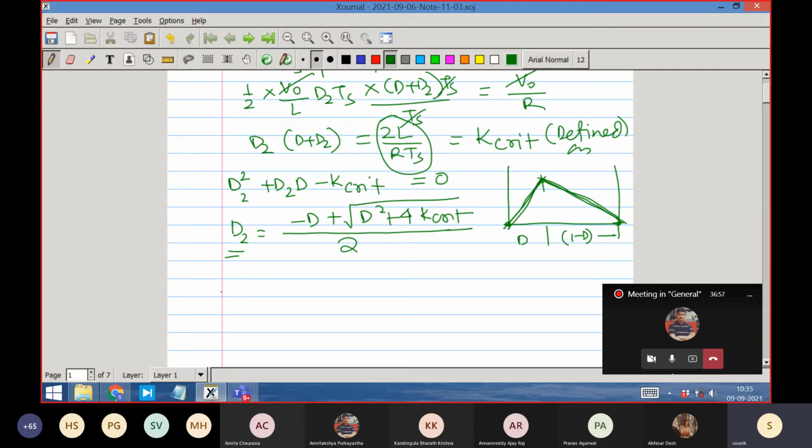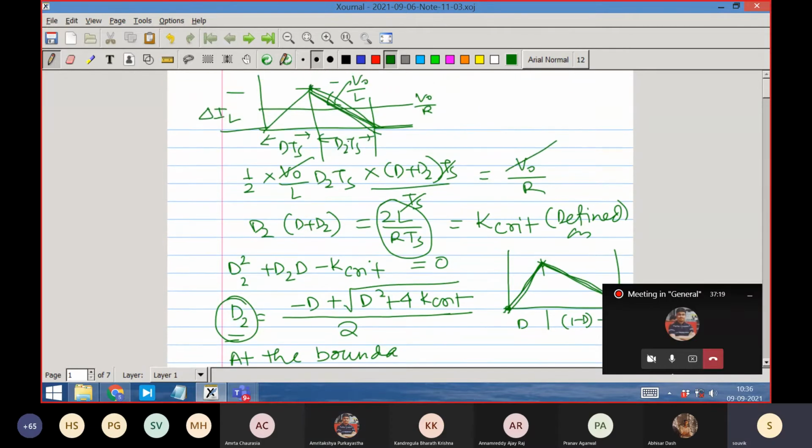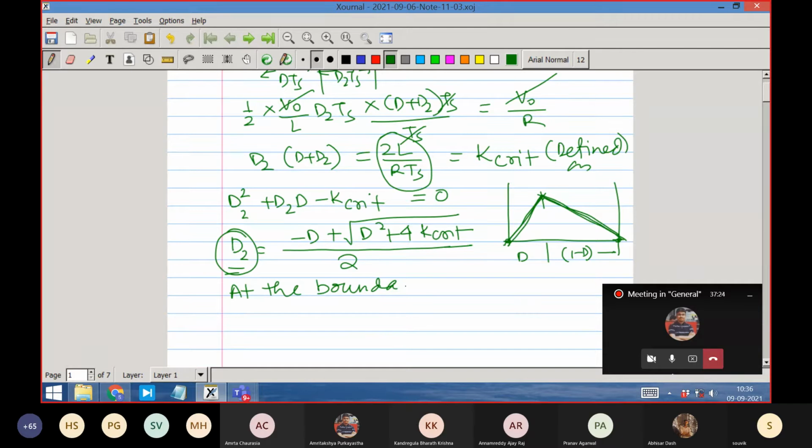So at the boundary, that means when these two things are equal, how do I define the boundary between continuous and discontinuous conduction? What has to be D2 if it is at the boundary? 0? No, D2 is equal to 1 minus D. D2 is defined this way. So at the boundary, D2 is equal to 1 minus D, right?